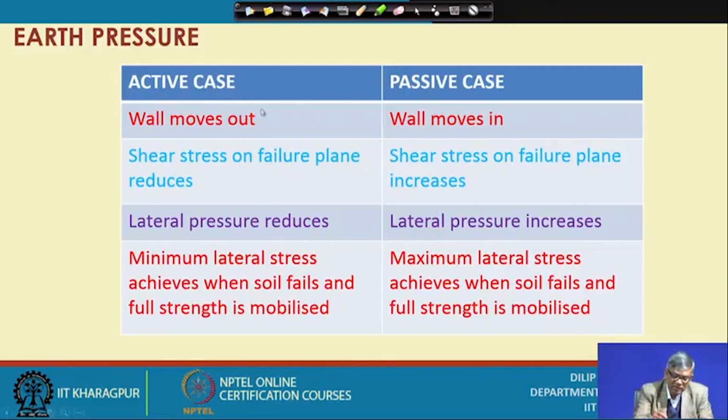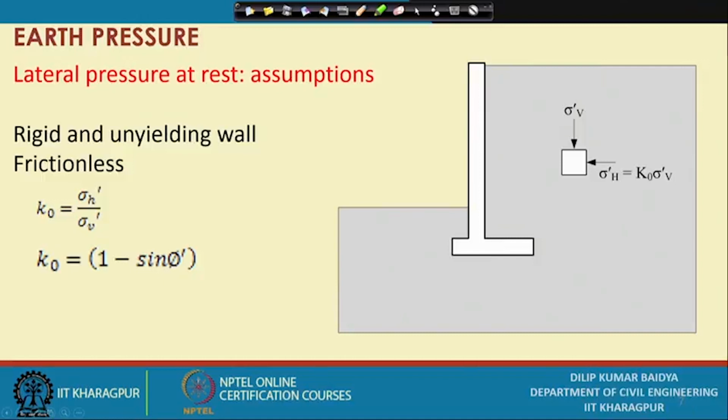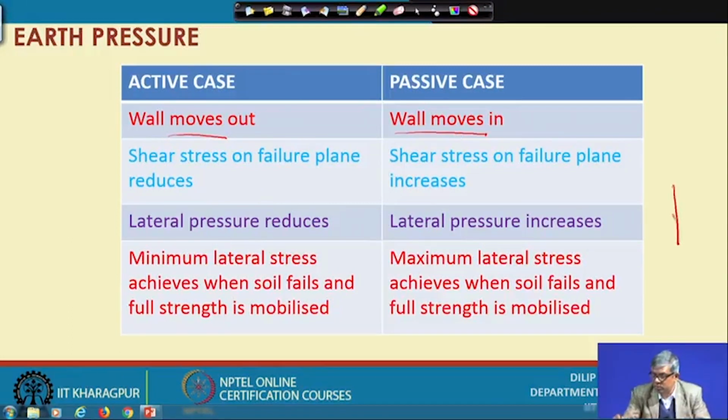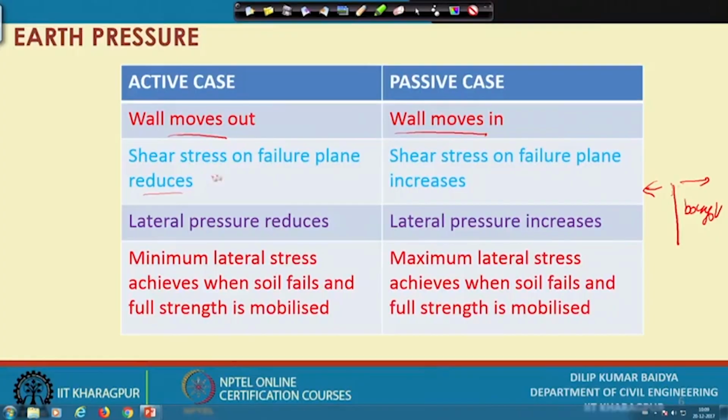You can see that in the active case the wall moves out, whereas in the passive case the wall moves in. As I have told you, this is the wall and this is the backfill. The wall moving away is active, and the wall moving towards the backfill is passive. Shear stress on the failure plane reduces in the active case, since when the wall has no movement there is some pressure, and if the wall moves out, the pressure reduces. Whereas shear stress on the failure plane increases in the passive case, because the wall is pushing this side, so additional pressure will come.